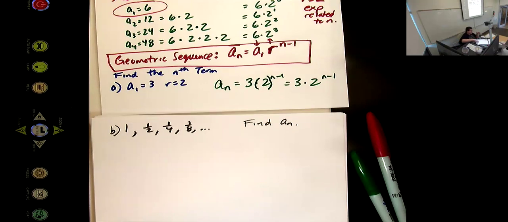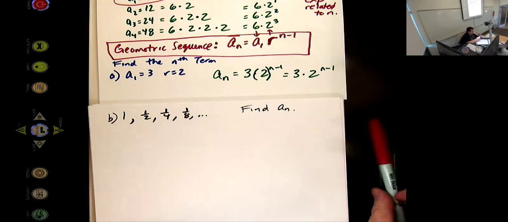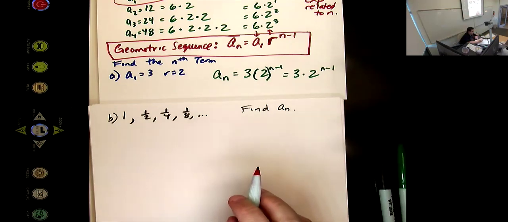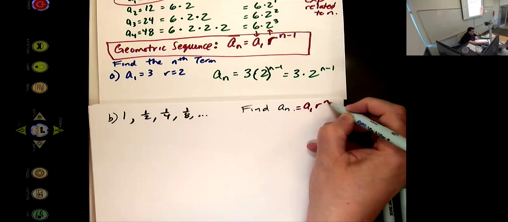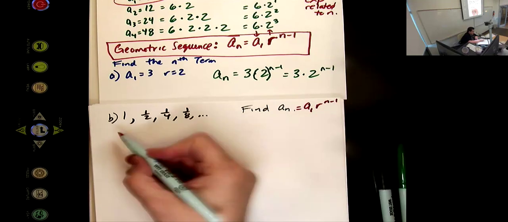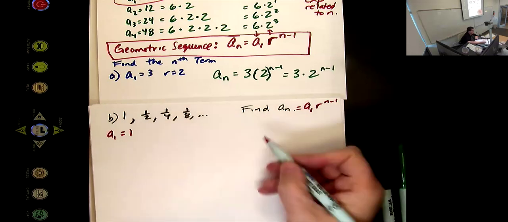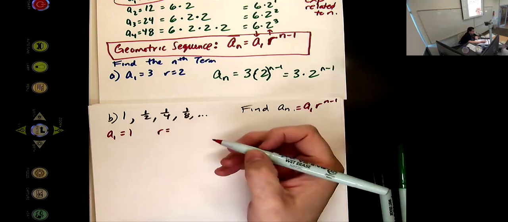I feel like I have a question about notation on this. How we're supposed to write it, whether it's like fractions or one overs. Well, what do we need for this? A1 and R. What is A1? One. What's R? How do we find it?